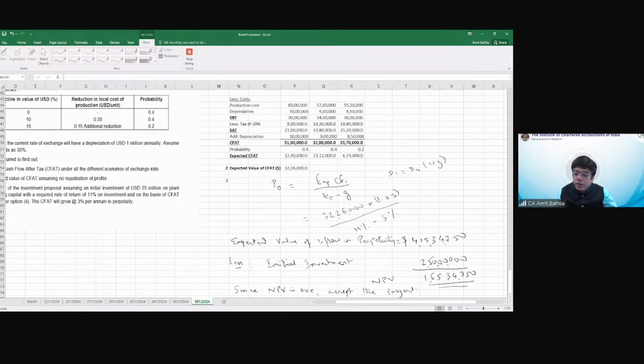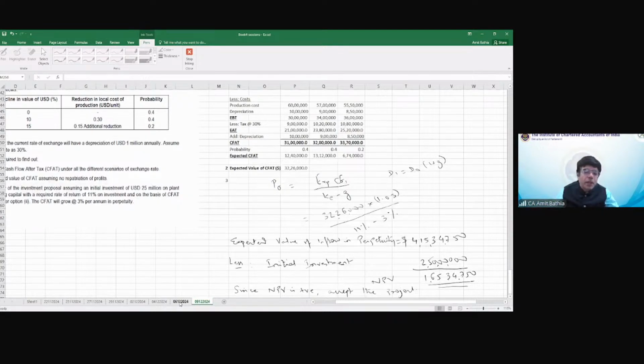Has everyone got this? Yes, sir. It's 10:02, but I will take 5 minutes more, please. Just 5 minutes more, beta. Has everyone gone through this? हो गया ये? Yes, sir.